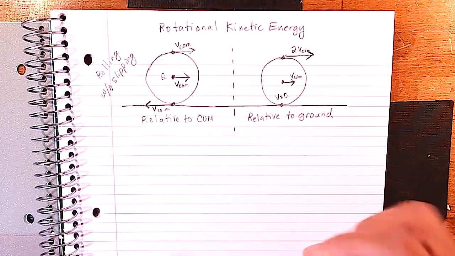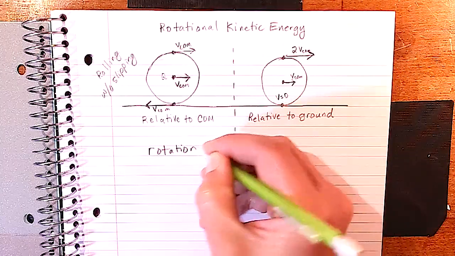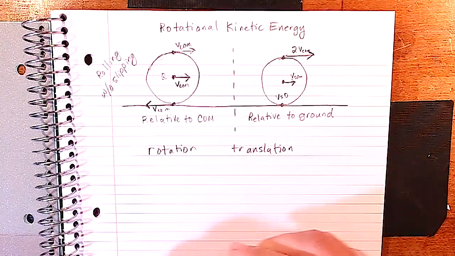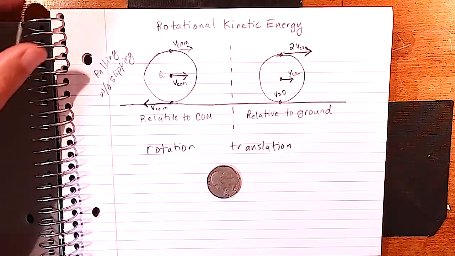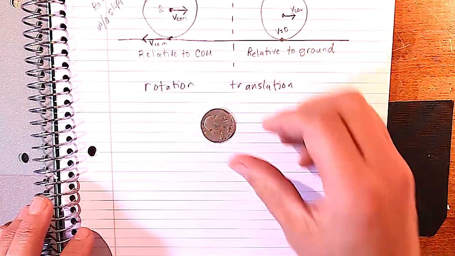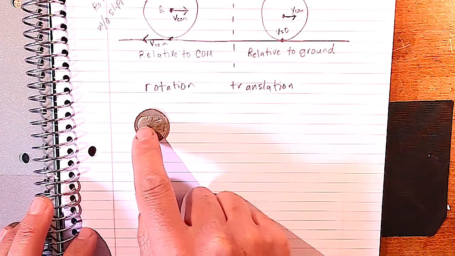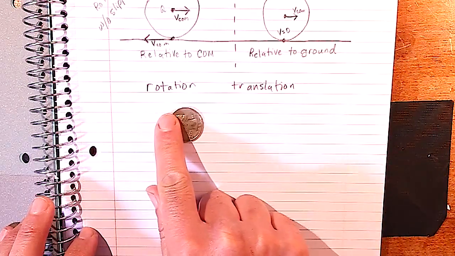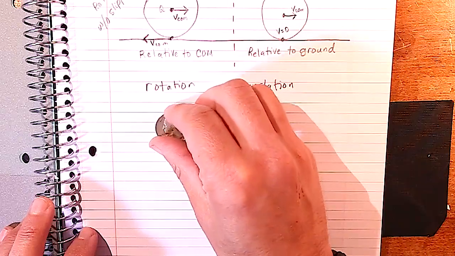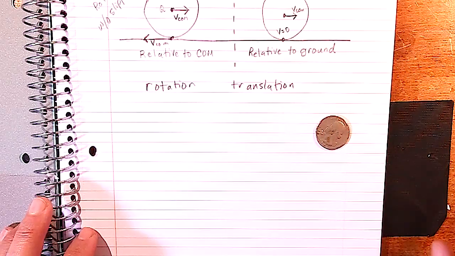So we need to talk about two different types of motion. We have rotation and we have translation. And rotation is easy because it's what it sounds like. If we have a quarter and we rotate it, it means we're just spinning it about an axis. But when we talk about translation, that's the motion of all of the particles in a plane. So this would be translation. All the particles are moving together. Now, when something's rolling, it is both translating and rotating. So you can have both types of motion.